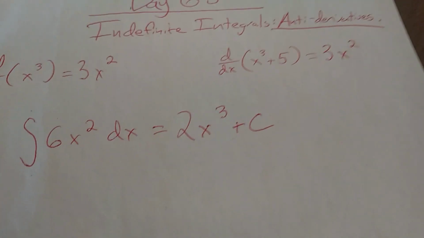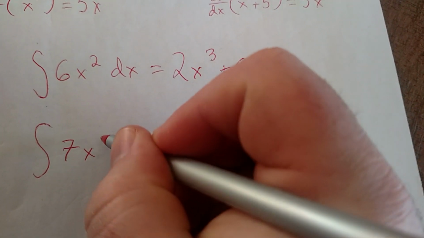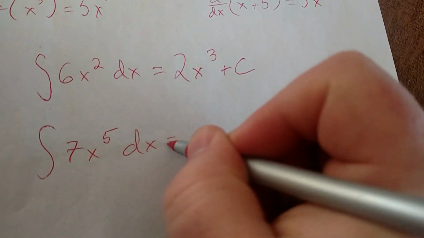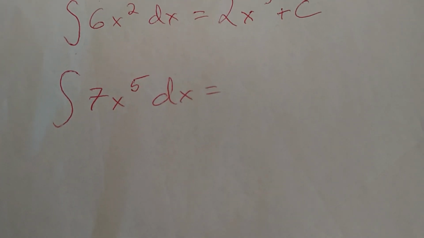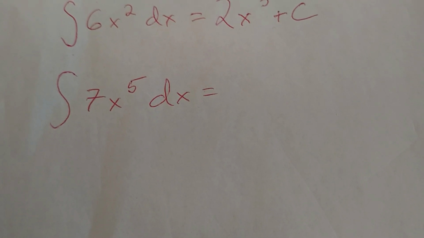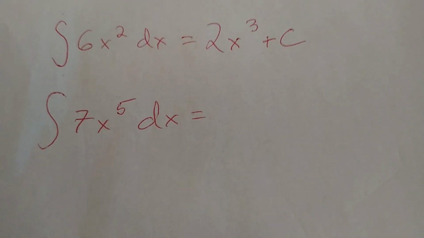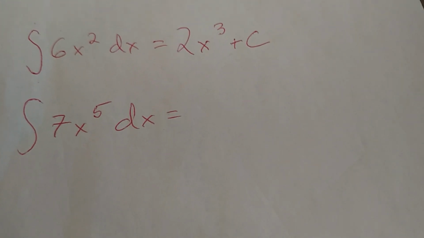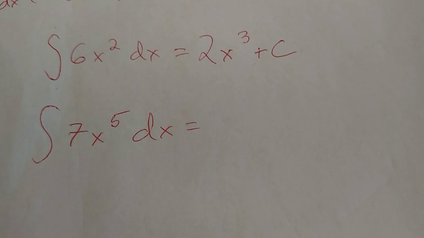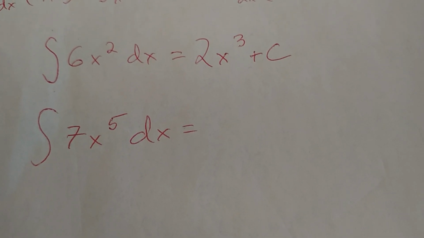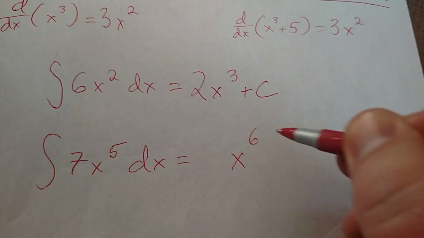Now, I want to try a different one. Let's take a look at this one. I want to integrate, find an antiderivative for 7x to the 5th dx. What would be the power of our antiderivative? The derivative's power would be to the fourth, since derivatives always knock the power down by 1. But this power is going to be bumped up, so I know it's going to be something times x to the 6th.